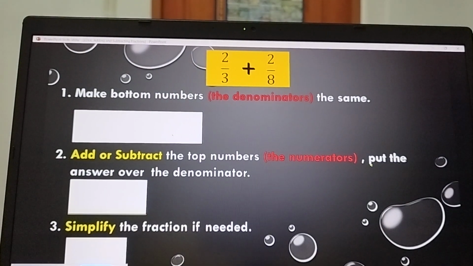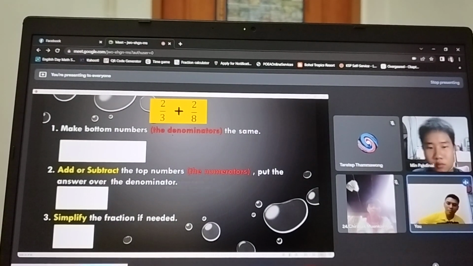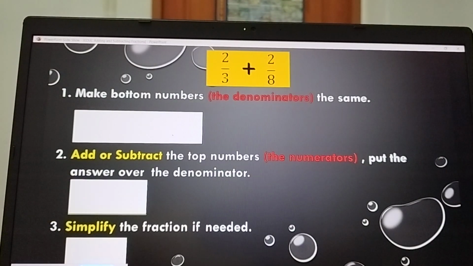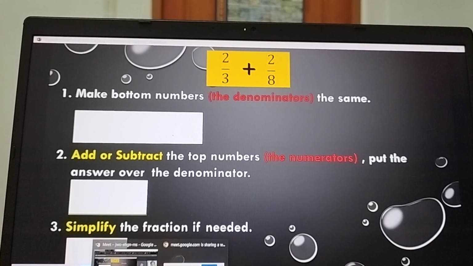So, let's try. Let's call first Pakdinay to answer this problem. As you can see here, different denominators. You have 2/3 plus 2/8. Different denominators. Okay? So first step, make the bottom numbers, the denominators, the same. So, Pakdinay, what will you do?